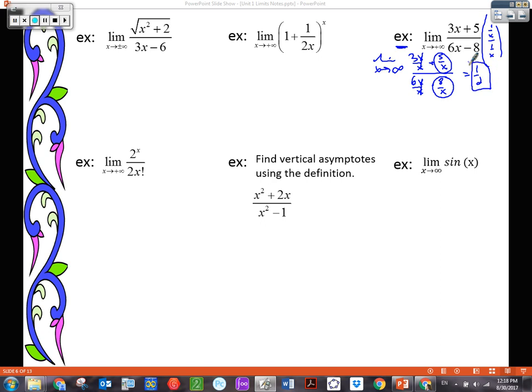And in time, I would like for you to be able to just write the answer as 1/2. Just look at it and be able to tell. Which maybe we can. It doesn't matter. You can write the work or not, but that's what we're looking at. Are we okay with that?